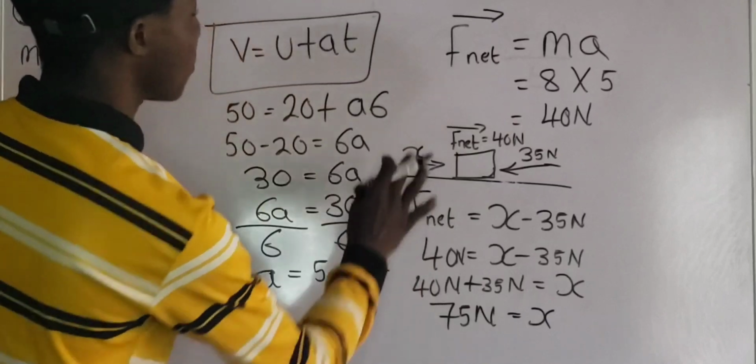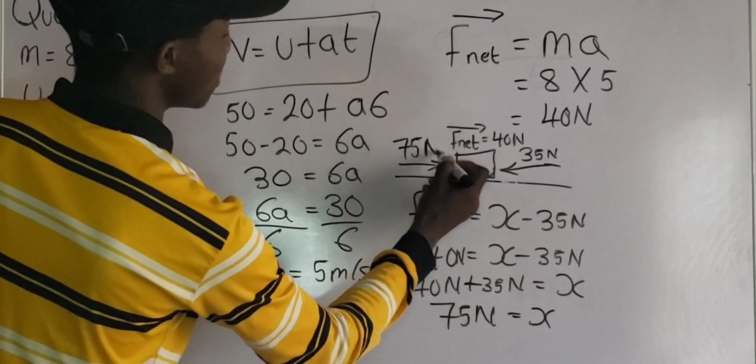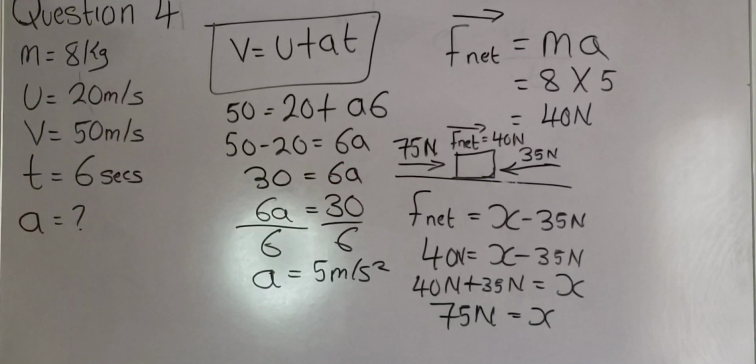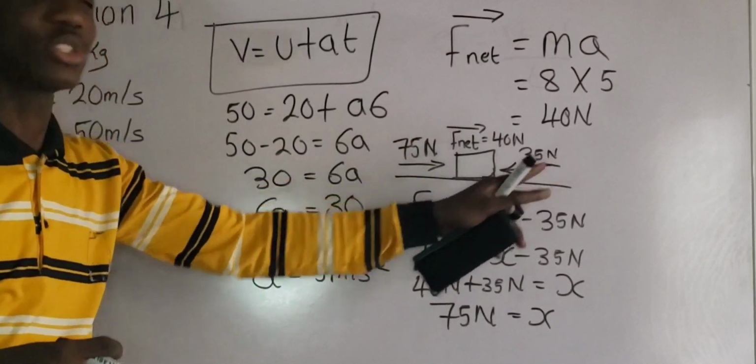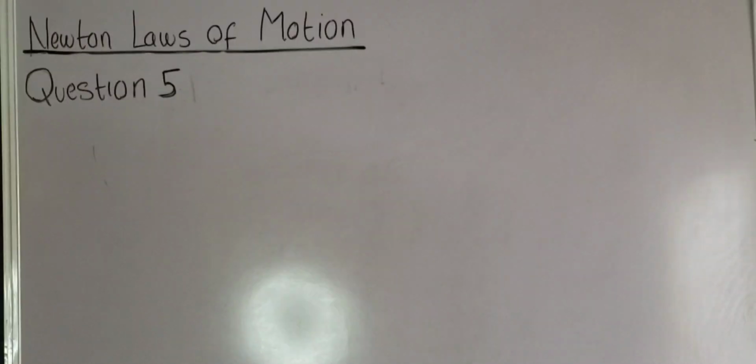So the applied force here is 75 Newton. Do you understand how I got this? Just have it at the back of your mind: the net force is the difference between the applied force and the frictional force. So let us proceed to question number 5.